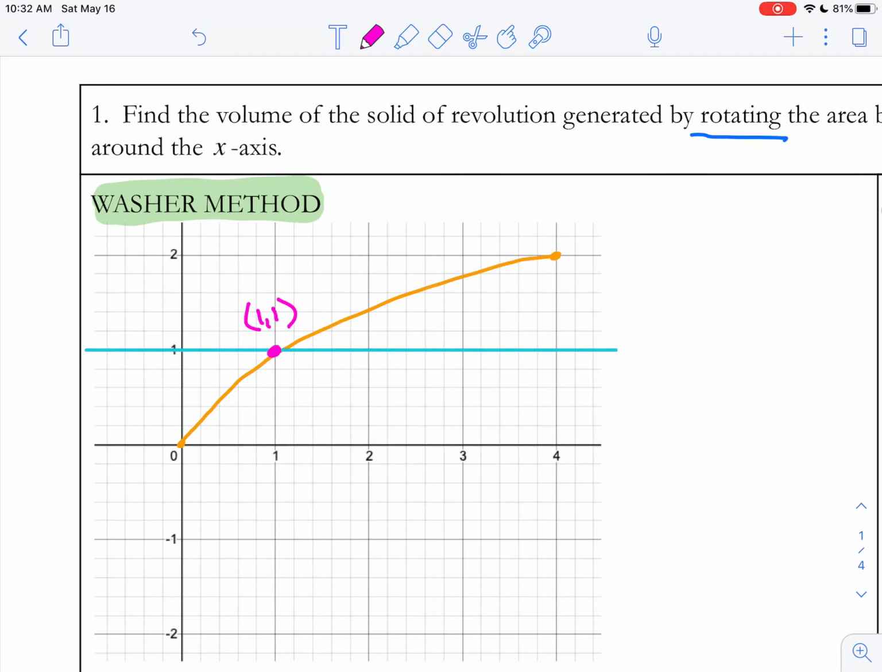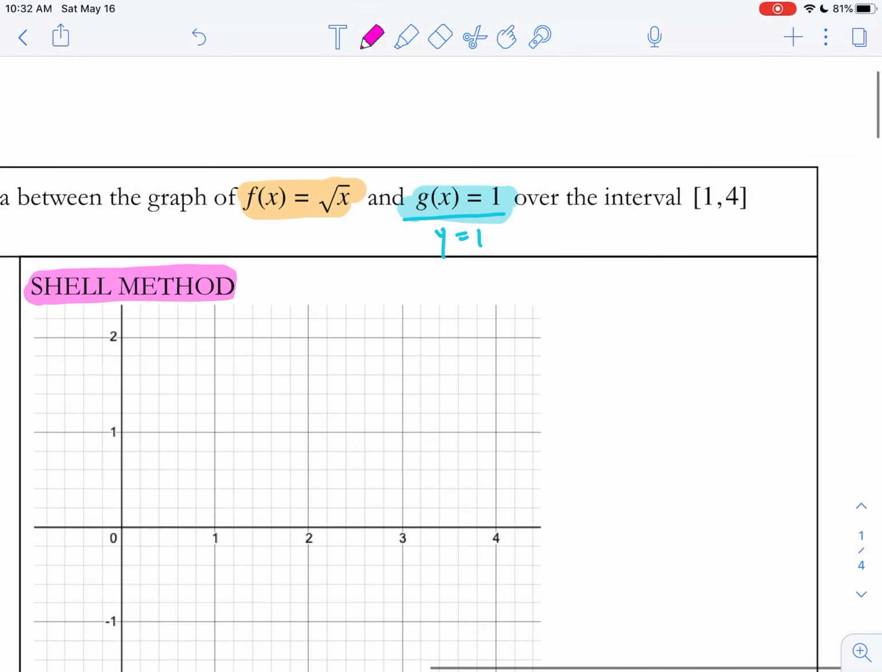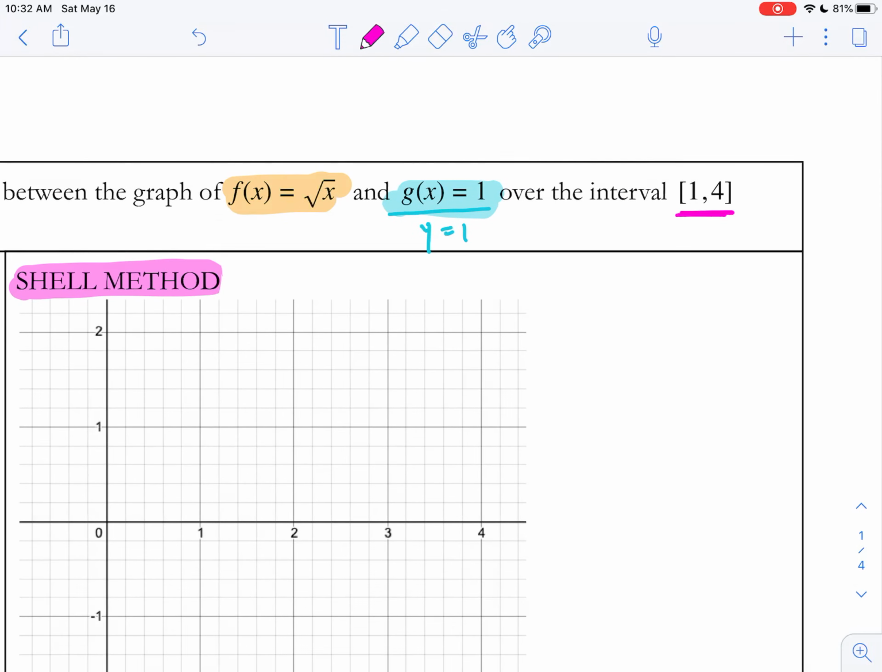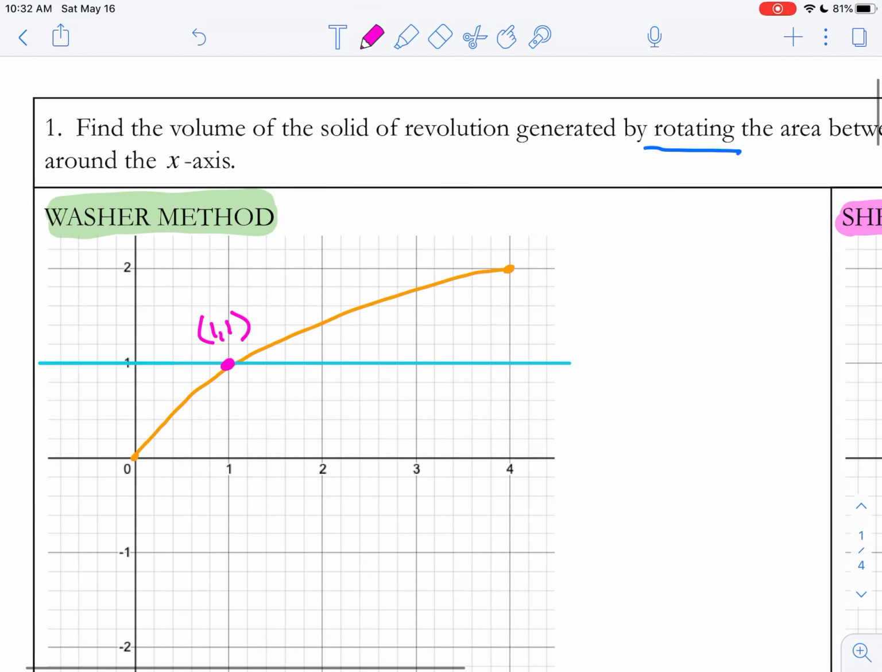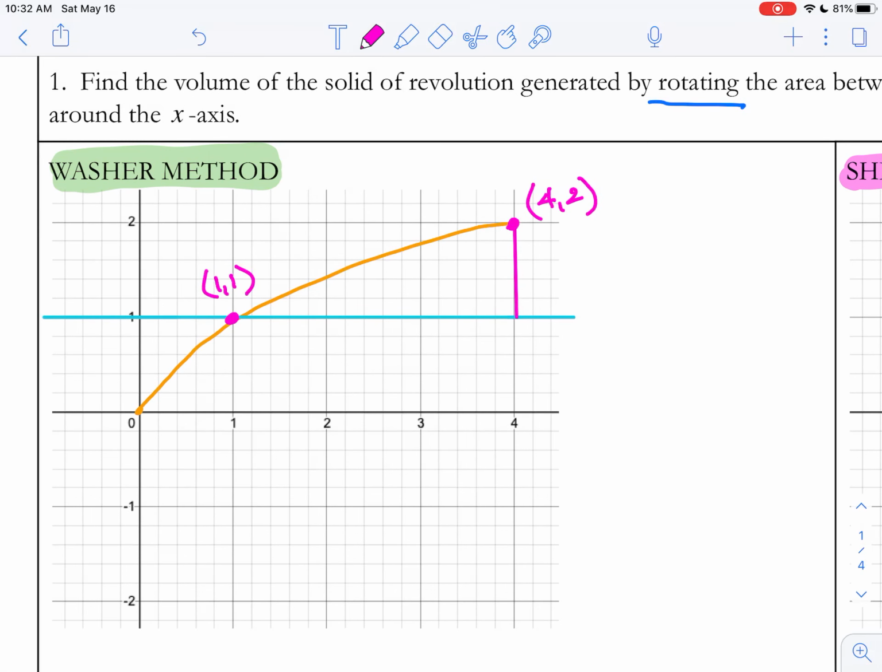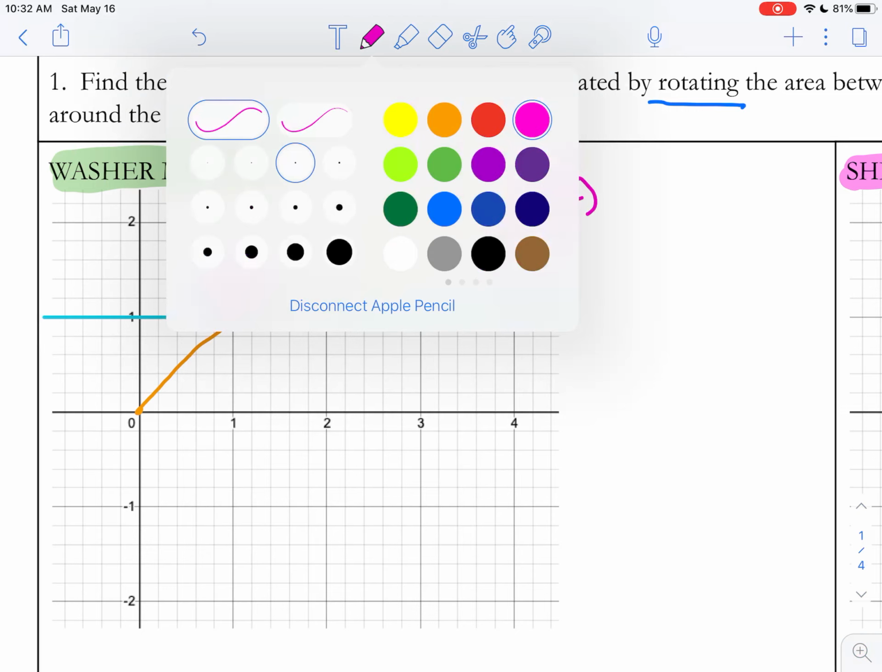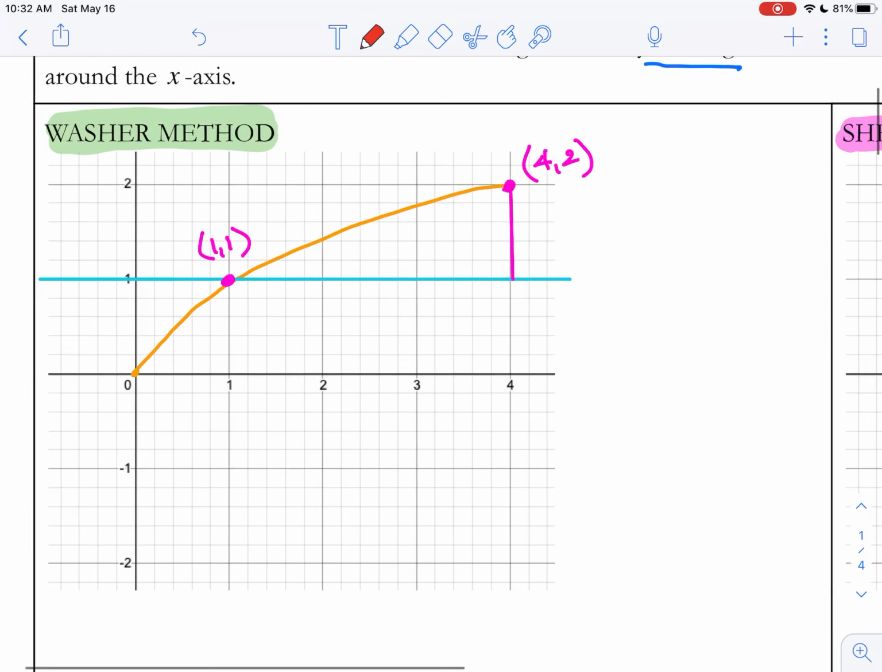But I also see another ending point based off of the interval that they gave us. So they said start at 1 and end at 4. So that's where my ending point is going to be. So that means I'm going to stop right here. Okay? And the coordinate of this point is 4, 2. All right, so now I can see the region that I'm rotating, which is between the blue and the orange curve. And so I'm going to go ahead and draw my reflection for washer method.